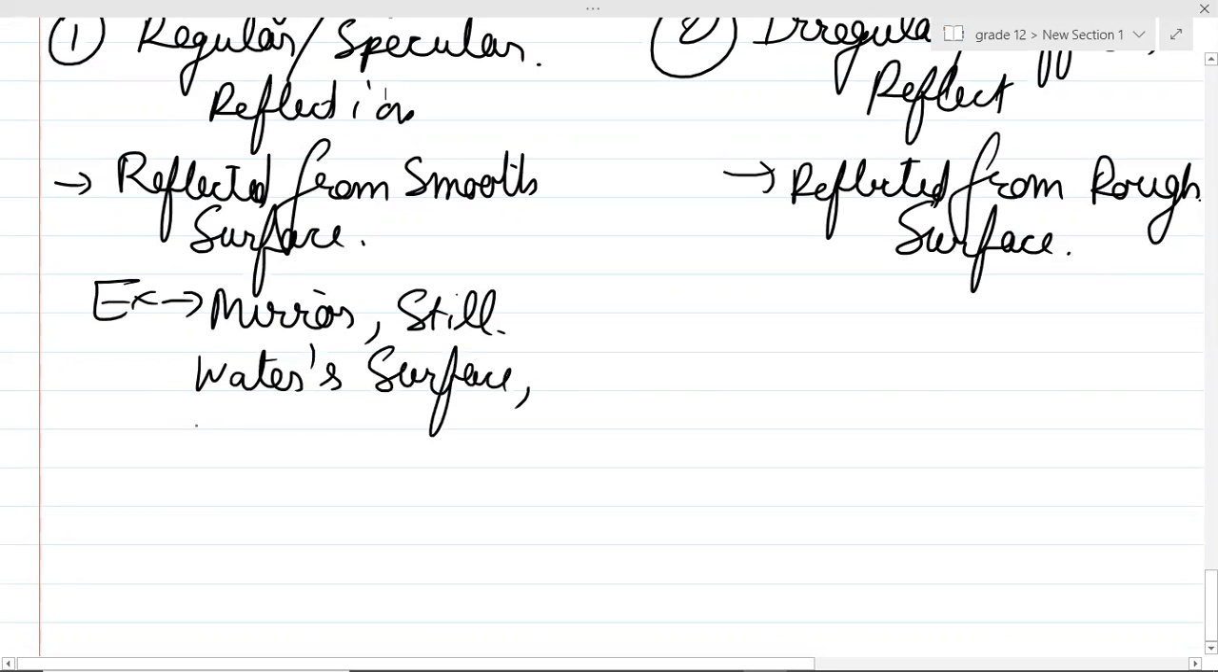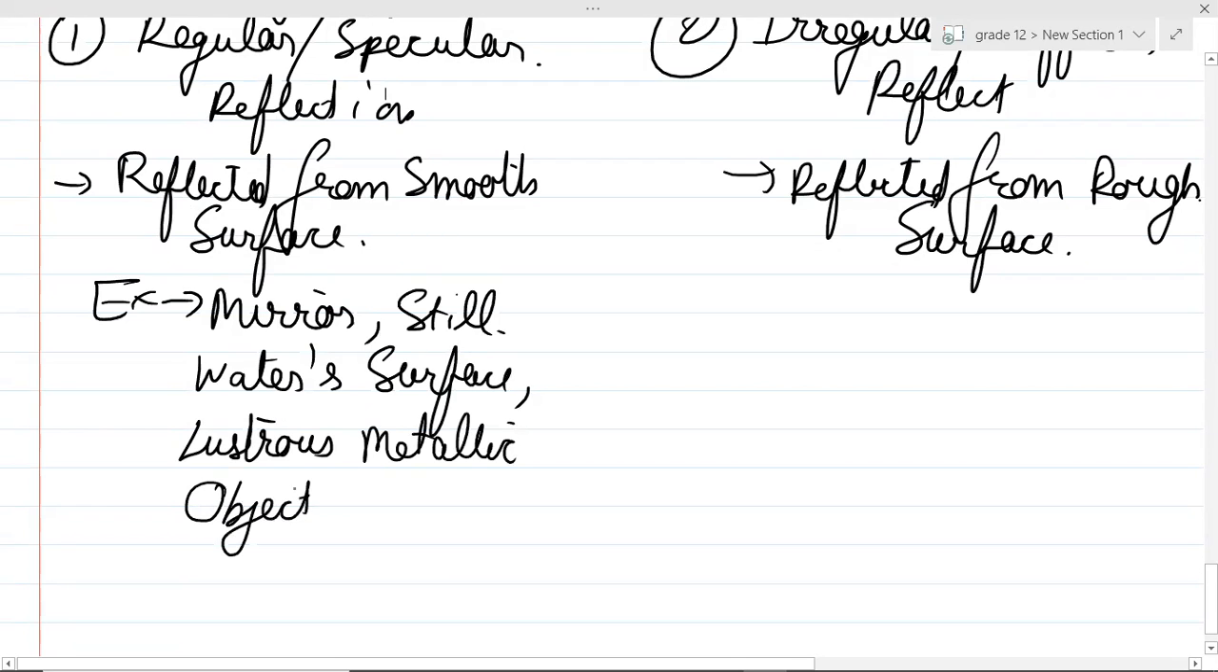Then you have lustrous metallic object surfaces. Yes or no? Etc. So these are basically your smooth surfaces, right?